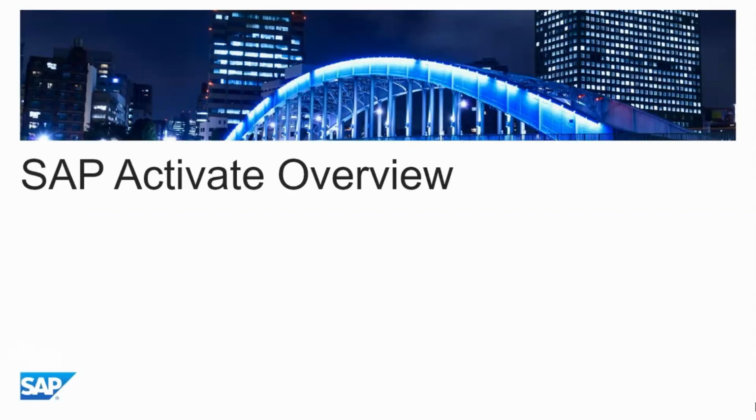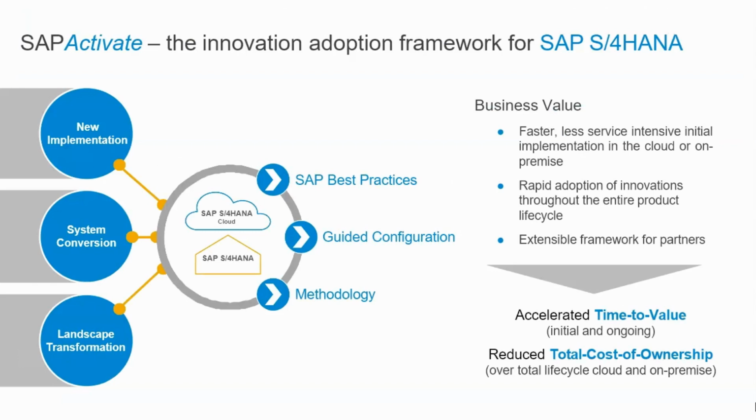for this video. Now, Activate methodology overview, we have got this. Activate methodology can be used for SAP S/4HANA cloud projects and SAP S/4HANA on-premise projects. We can use Activate methodology for new implementation, system conversion, and landscape transformation as well. And business value: faster, less service intensive initial implementation in the cloud or on-premise, and rapid adoption of innovations throughout the entire product lifecycle, extensible framework for partners. We accelerate time to value and reduce total cost of ownership.